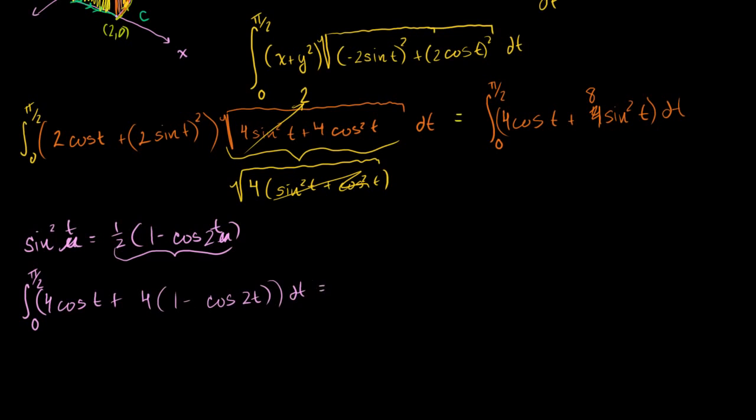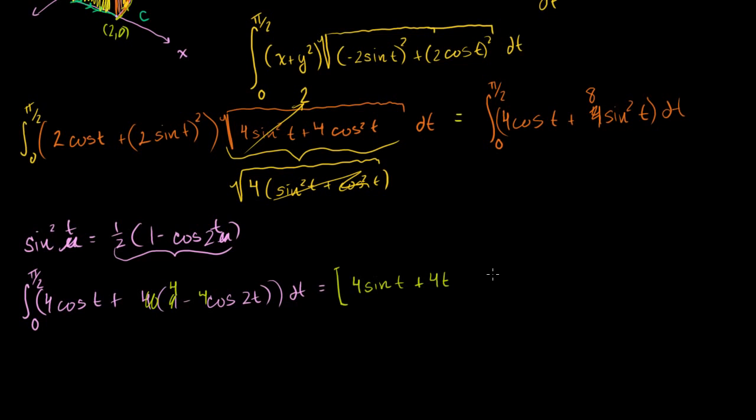The antiderivative of cosine of t is just sine of t, right? The derivative of sine is cosine. So this is going to be 4 sine of t. The scalars don't affect anything. And then, let me just distribute this 4. So this is 4 times 1, which is 4, minus 4 cosine of 2t. So the antiderivative of 4 is 4t. And then the antiderivative of minus 4 cosine of 2t, let's see, it's going to be sine of 2t.